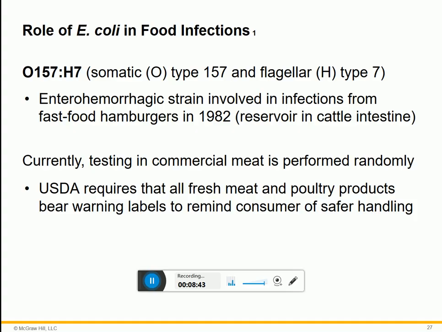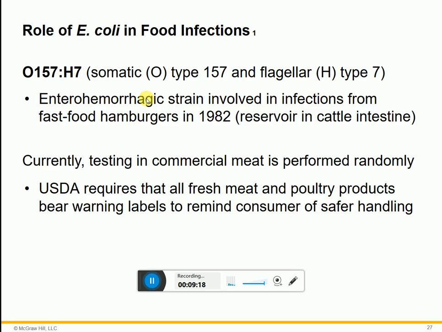Okay, so a little bit on the history of E. coli and food infections. E. coli, so that you know, are divided according to their somatic, the O antigen, and to the H, or the flagellar antigen. So when you see this O157H7, know that they are classified according to these different antigens. Okay, so this E. coli has the O antigen type 157 and the H antigen type 7.